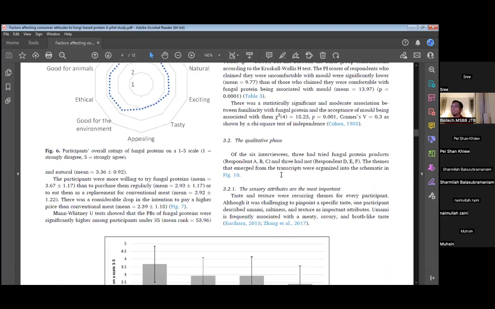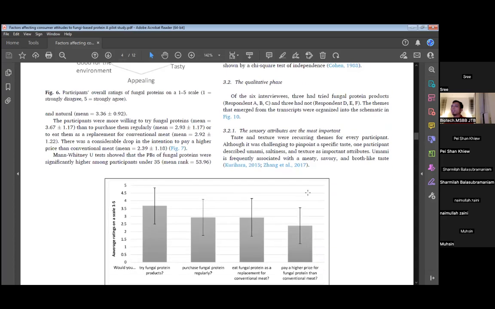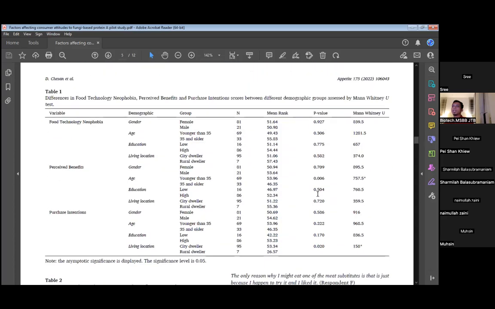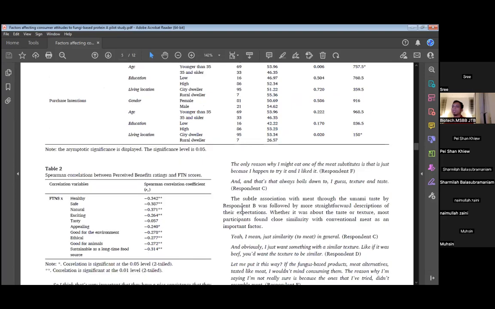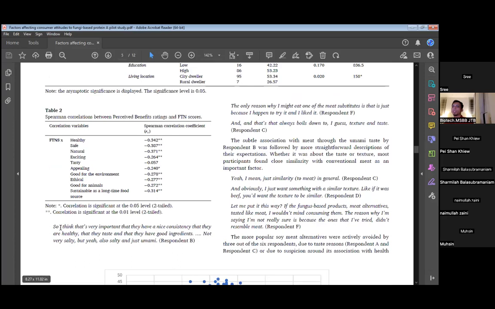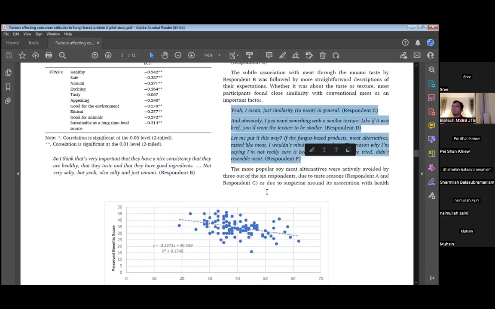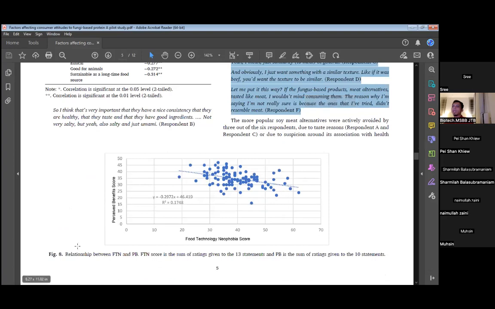So this is the qualitative phase. In the qualitative phase, they don't have values, but they have statements, right? They have statements. So these are the statements for the qualitative. So usually they put into the statements what has been informed by the respondent, how the respondent responded to the interviews. And then this is the FTN and PB relationship.